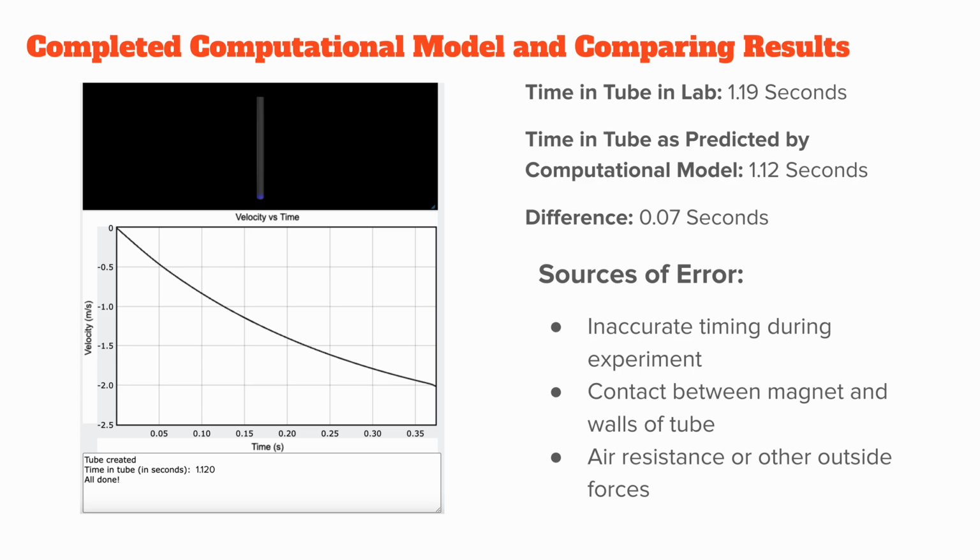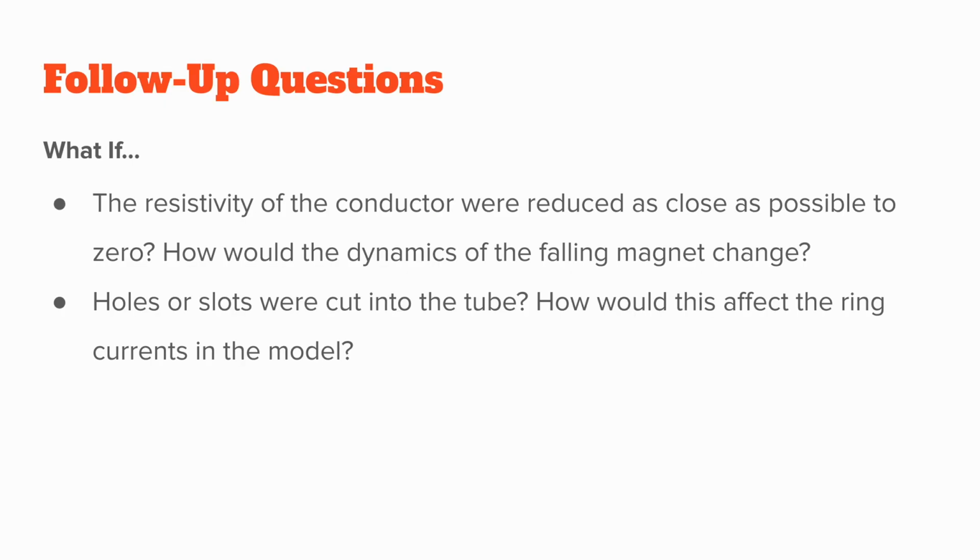Some potential sources of error that could have led to this discrepancy are that there could have been inaccurate timing during the lab experiment. Another source of error could be that there was some contact force between the magnet and the walls of the foil tube. Finally, another source of error could be that there was air resistance or other outside forces that were not accounted for in the computational model.